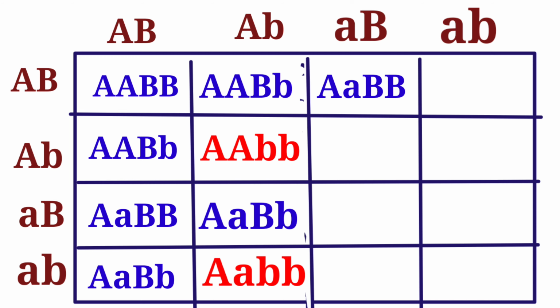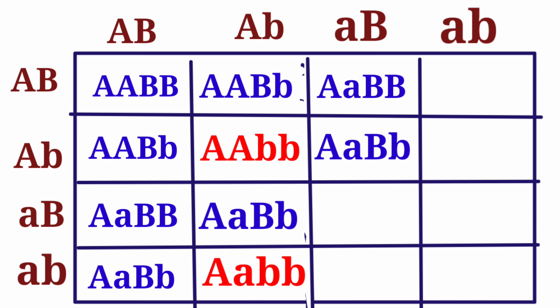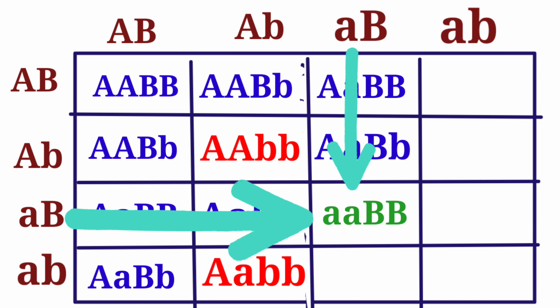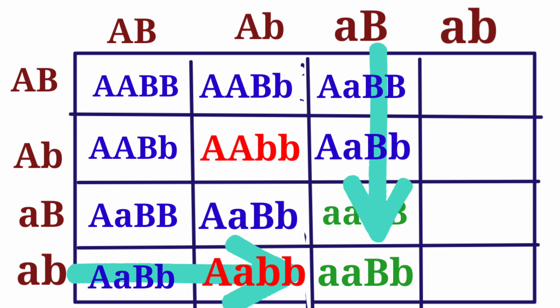Then, next to that is a capital letter A with the small letter a and capital letter B with the small letter b. Then, all small letter a and all big letter B. Okay, so next to that is all small letter a and capital letter B with the small letter b.